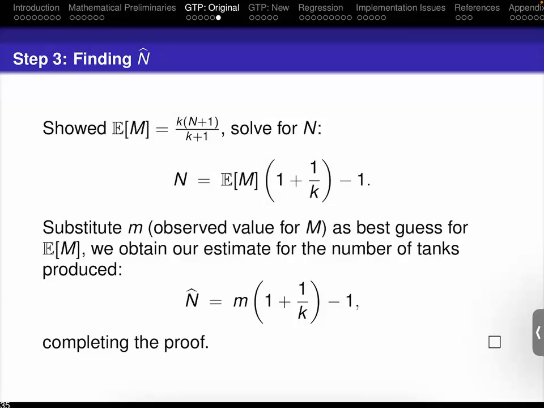It's our best guess for the expected value of m. And so the question then becomes, what if we had multiple observations? What if we do this a lot of times? We could actually simulate this.